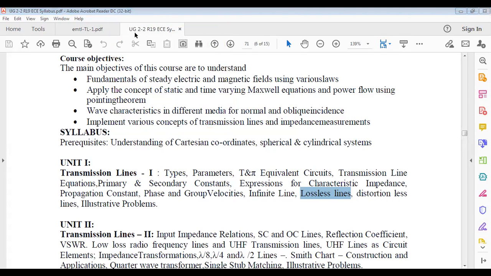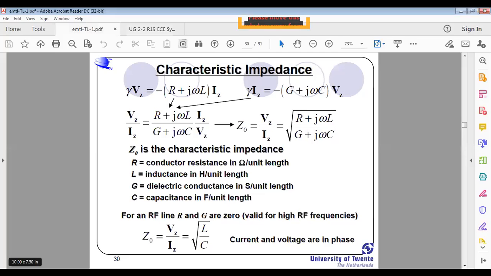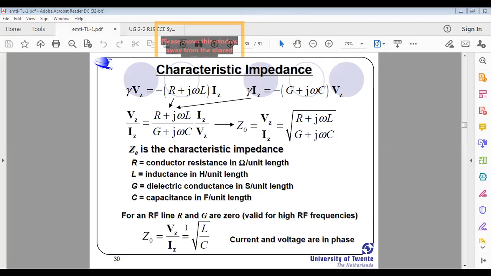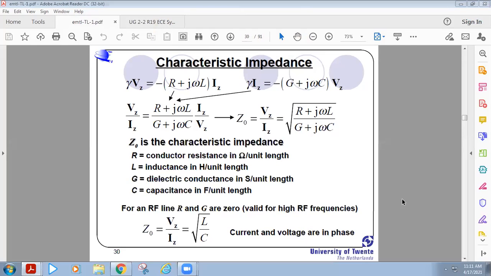So, go to the regular topic. See here, characteristic impedance, already you know, Z naught equal to square root of (R plus j omega L) by (G plus j omega C), according to the lossless condition.